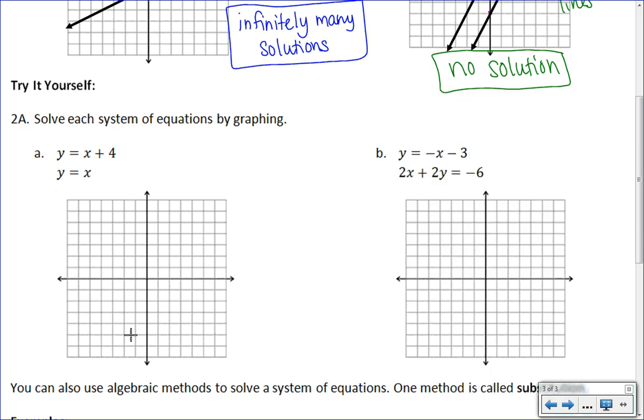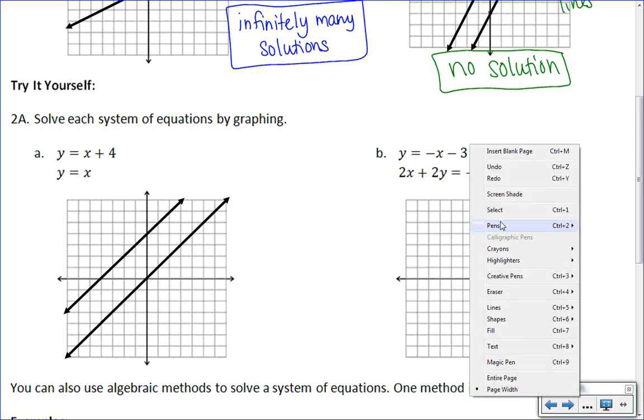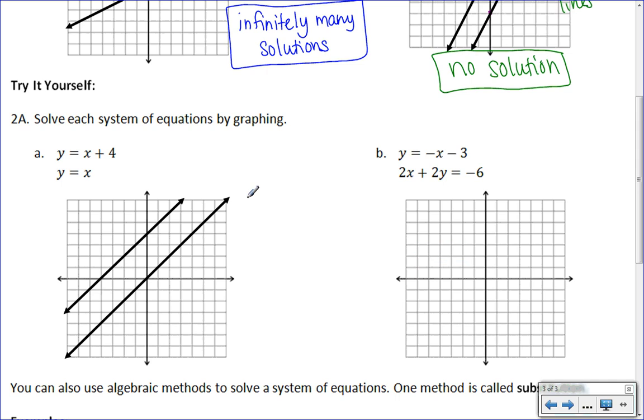Okay, for the first one, your lines should have looked like this for the first one, and like this for the second one. Well, those are parallel, so that is no solution.